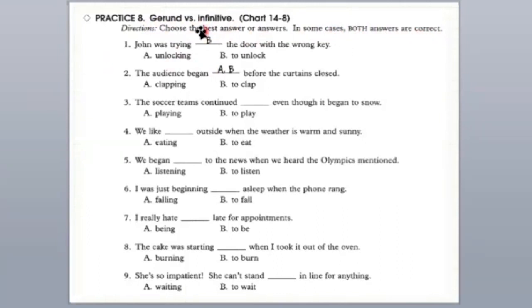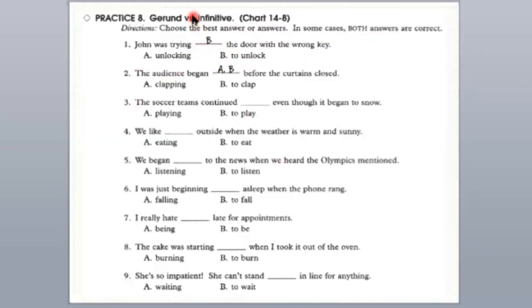We're going to check. So number one is given to you. John was trying to unlock, all right? So the verb try is followed by both infinitive and gerund, okay? Both. The verb try is followed by both gerund and infinitive.